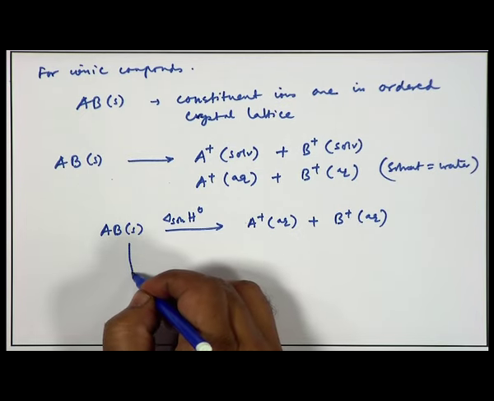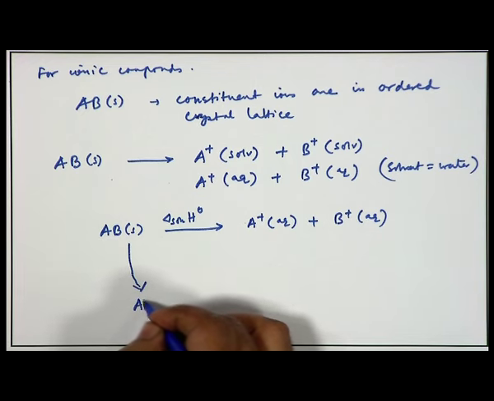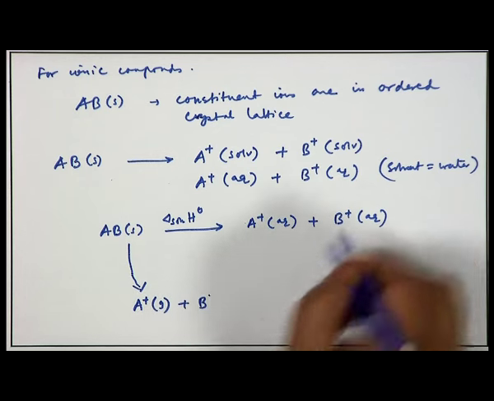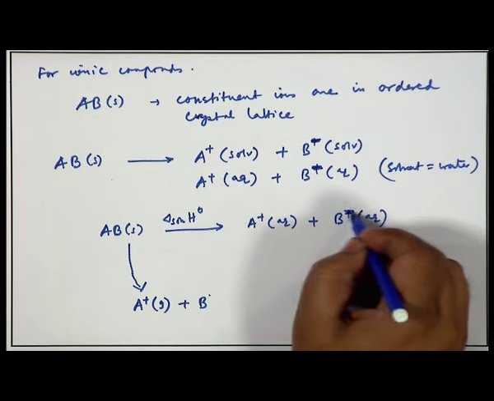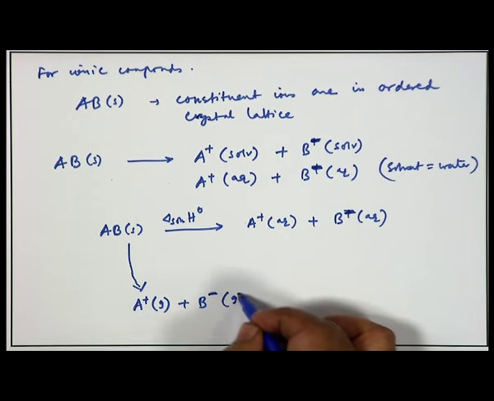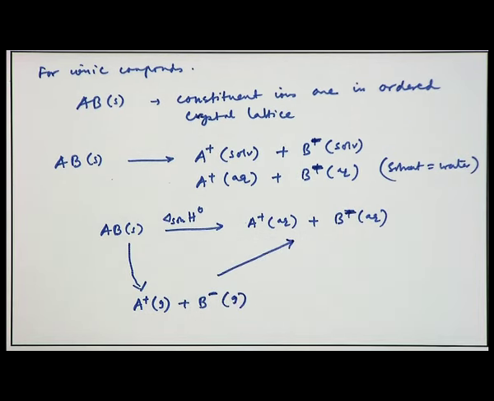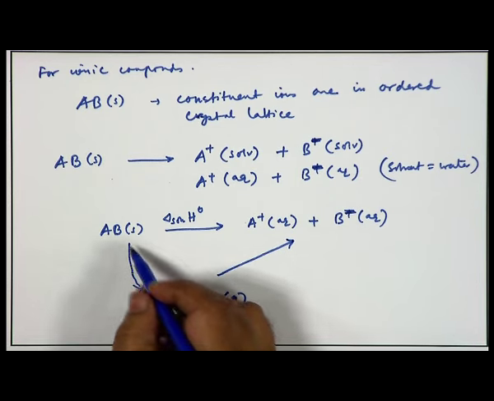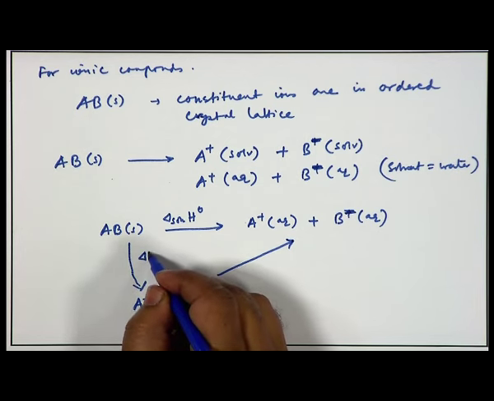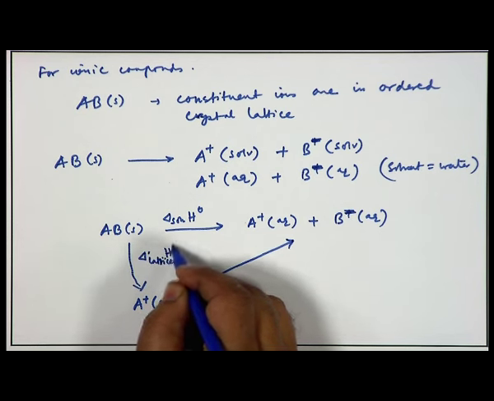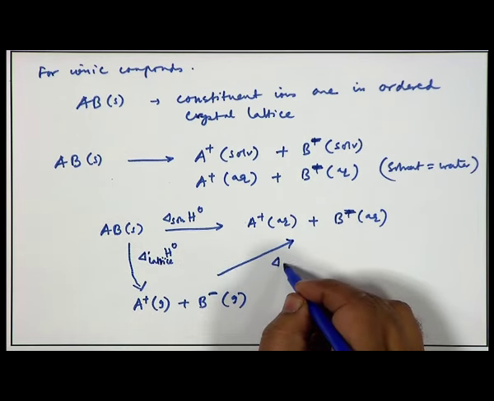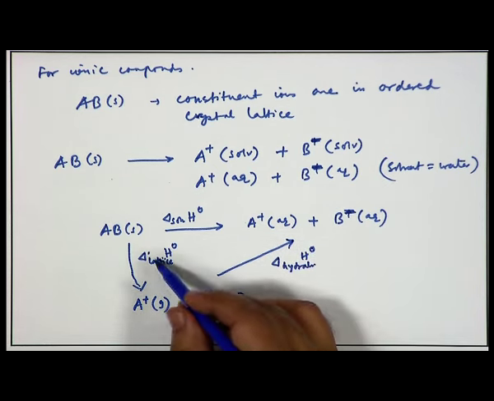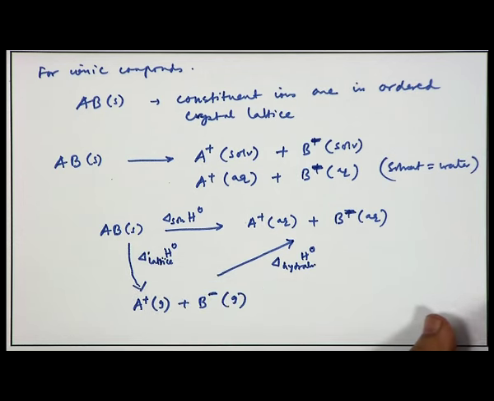In this case, we can get the ions in gaseous form, plus and minus, and then we can solvate or hydrate them to get into solution. So, this is delta H lattice energy, and this is hydration, the standard heat of hydration, and this is the standard lattice energy or standard enthalpy of the lattice.